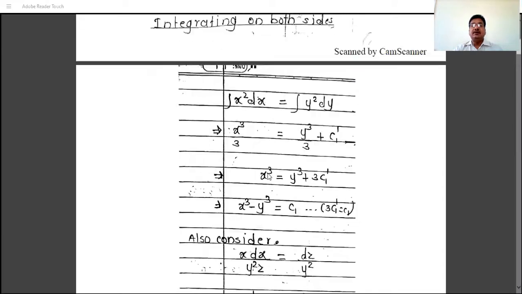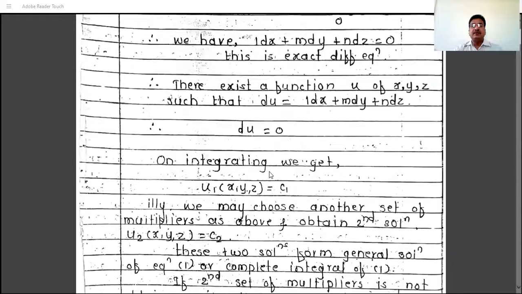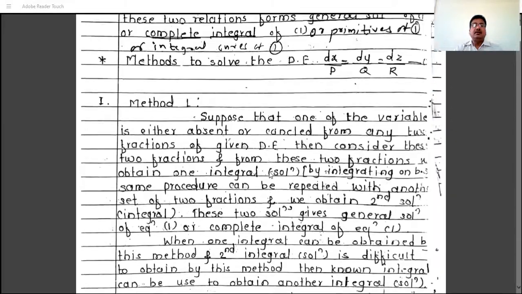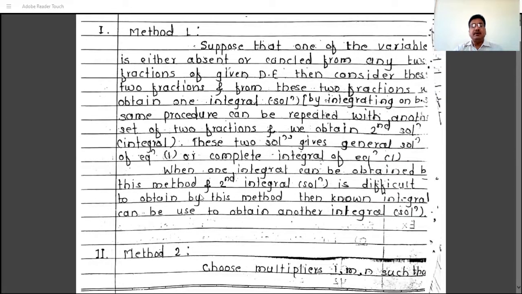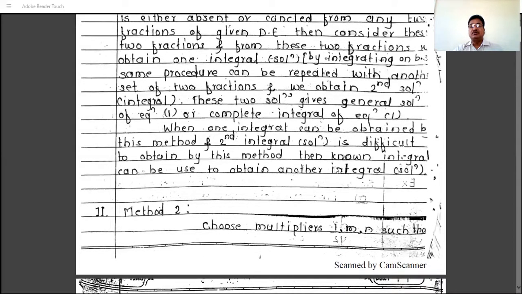So this is the sub method of method number one. The basic two methods to solve the differential equation are method number one and method number two. And this is the sub method of method number one. What is that? When one integral can be obtained by this method and the second integral or solution is difficult to obtain by this method, then the known integral can be used to obtain the other integral. That is, if you find the first solution of the given differential equation, then in order to find the second integral or second solution, we can use the first solution.